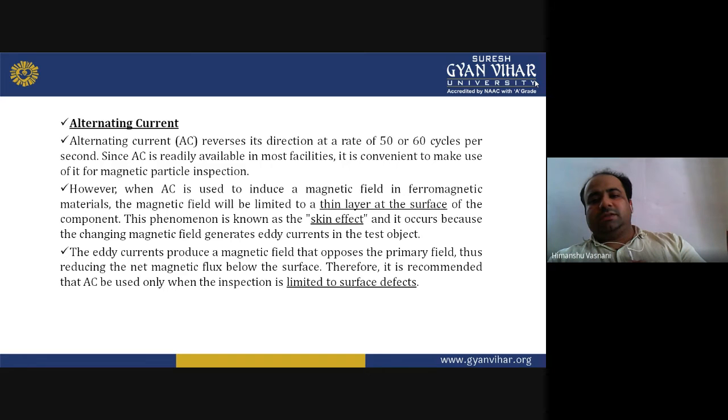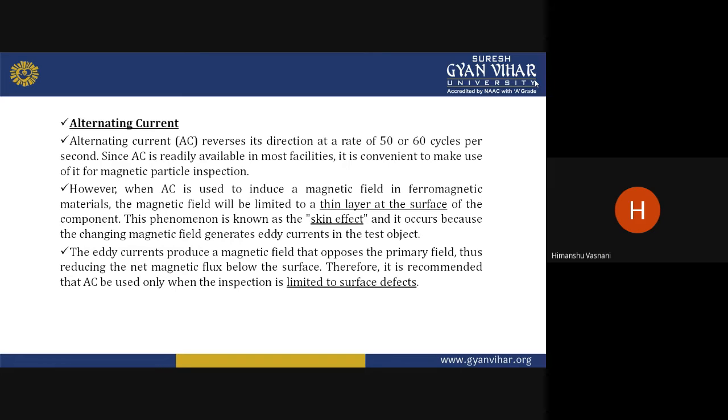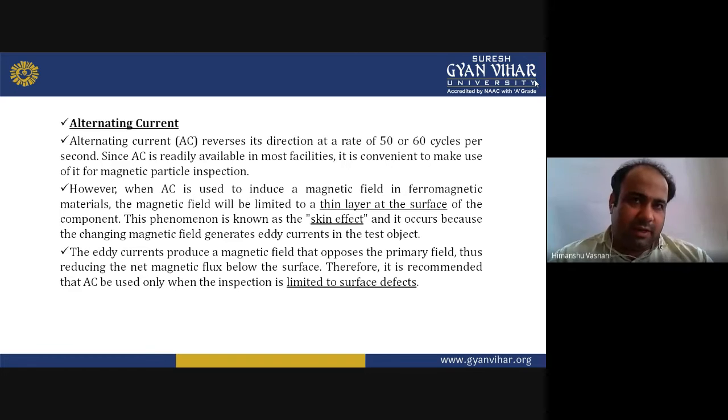Therefore, it is recommended that AC be used only when the inspection is limited to surface defects. So we can say that direct current can penetrate better inside the materials, and alternating current is limited to only surface defects.